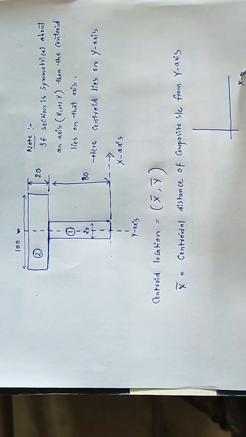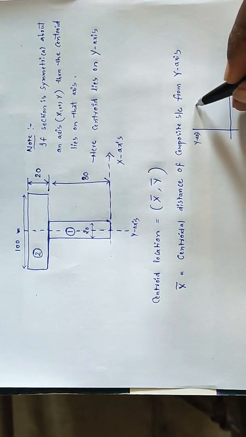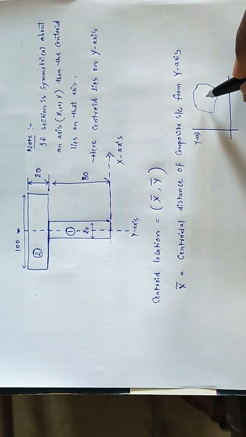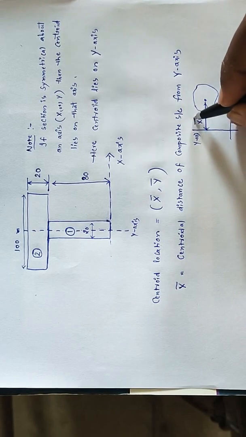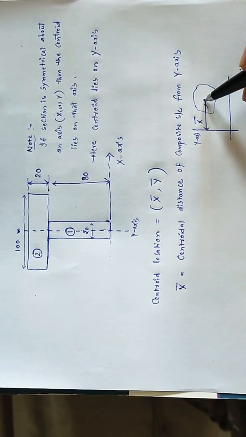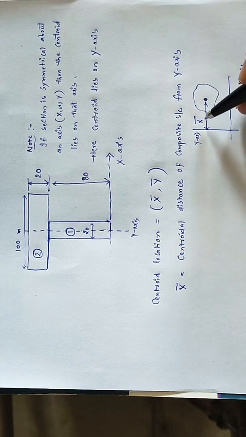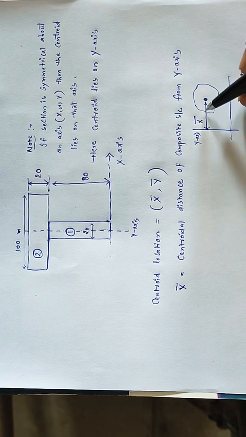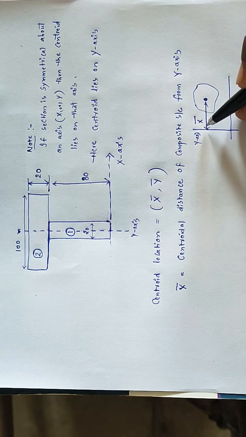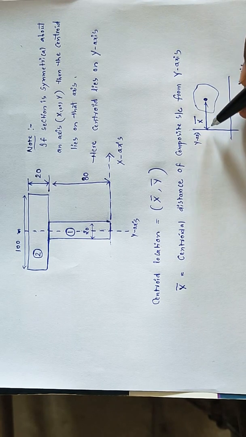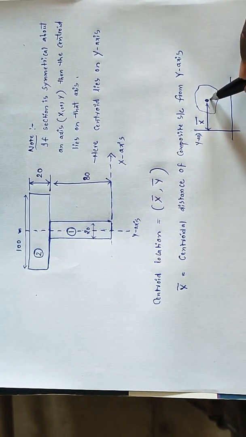So if this is the x-axis and this is the y-axis, and if any composite section is there, then here x bar is the centroidal position of an irregular composite section. So x bar represents the centroidal distance of the composite section from the y-axis. If you measure the distance from the y-axis, we represent it with x bar.